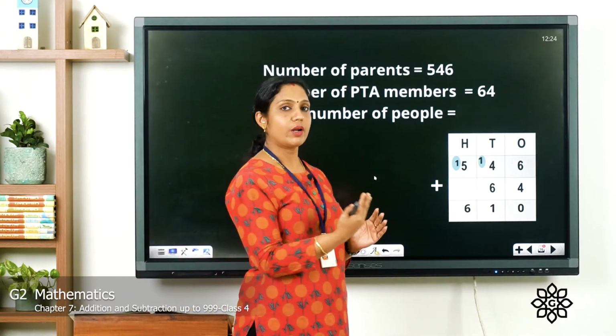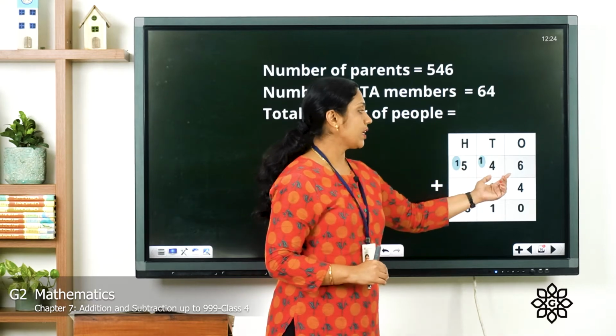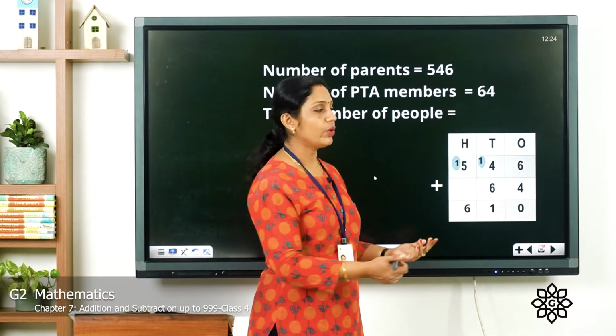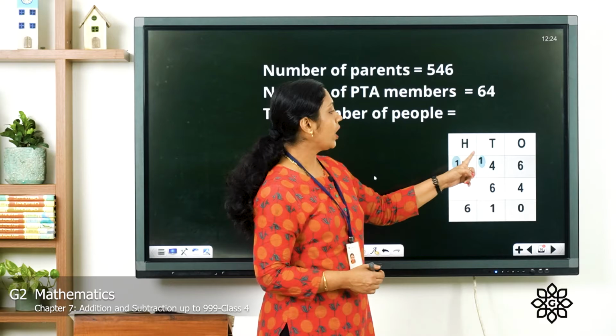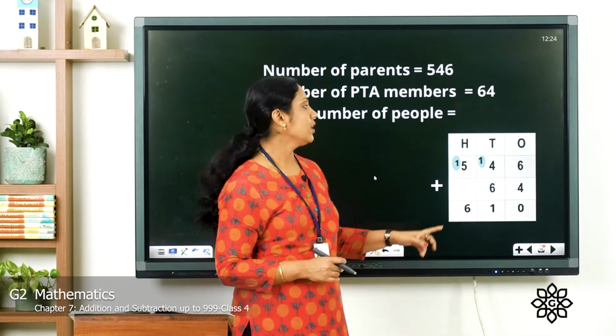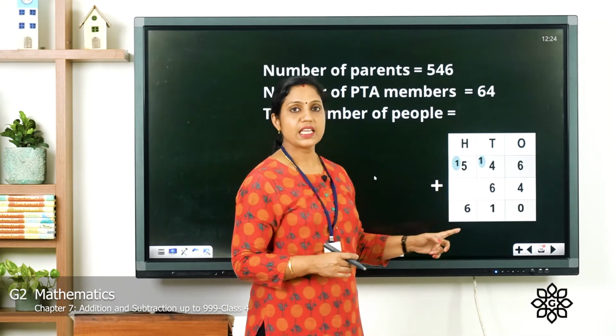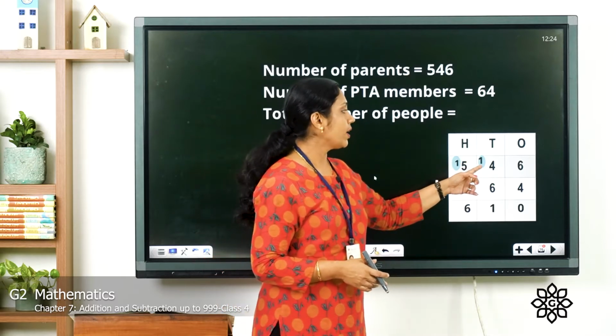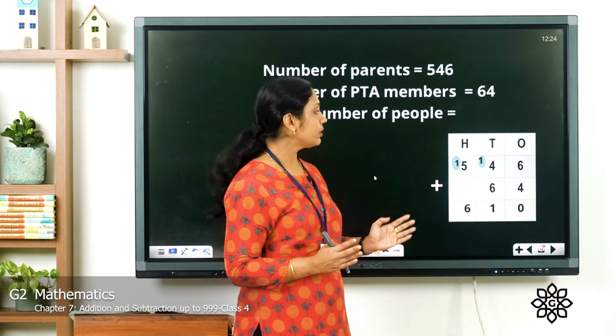So we'll calculate from the ones place. 6 plus 4 is equal to 10. We write the 0 in the ones place. 1 we carry over to the tens place. Now we have 1 plus 4 plus 6 in the tens place. So 1 plus 4 is equal to 5.